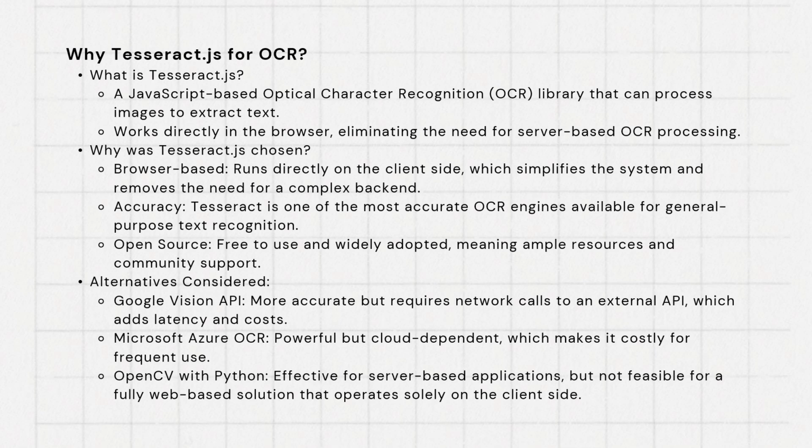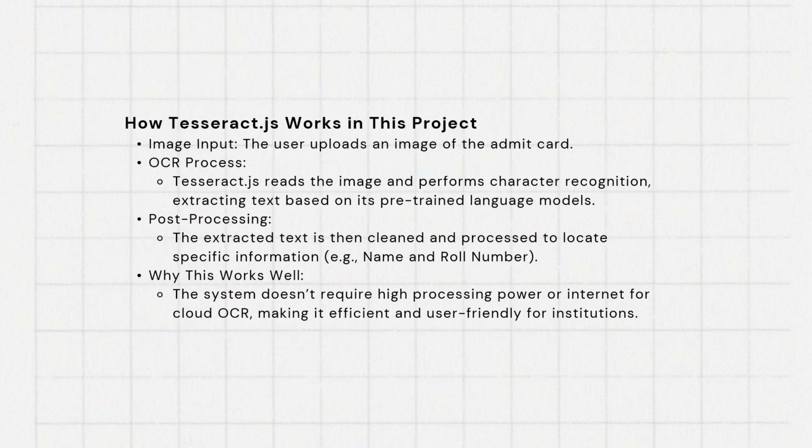Alternatives considered: Google Vision API, more accurate but requires network calls to an external API, which adds latency and costs. Microsoft Azure OCR, powerful but cloud dependent, which makes it costly for frequent use. OpenCV with Python, effective for server based applications, but not feasible for a fully web based solution that operates solely on the client side.